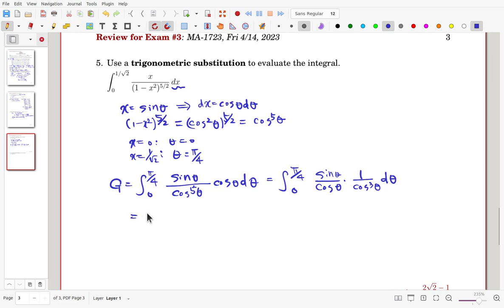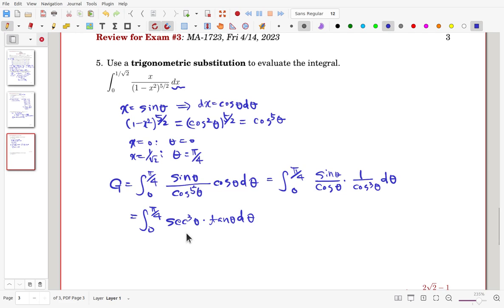That is the same as now the integral from 0 to pi over 4, and this is tangent theta. That is sec cubed theta times tangent theta d theta, right? Now, sec and tangent are multiplied with some powers. Then you can do a change of variable, and either u equals sec theta or u equals tangent theta.